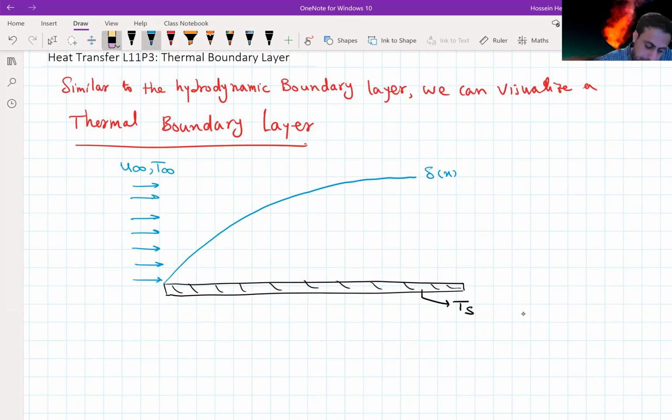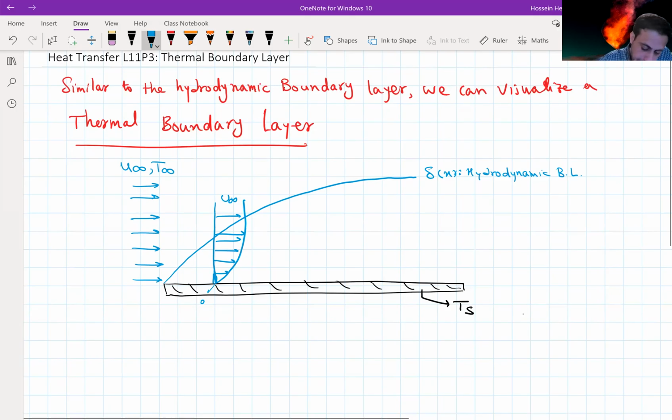which is the hydrodynamic boundary layer. Now, since the temperatures of the fluid and plate are different, we expect to see a temperature gradient exactly similar to what we saw for the fluid. So what we saw for the fluid was we would have a velocity profile, U infinity, starting from 0 here and then reaching U infinity.